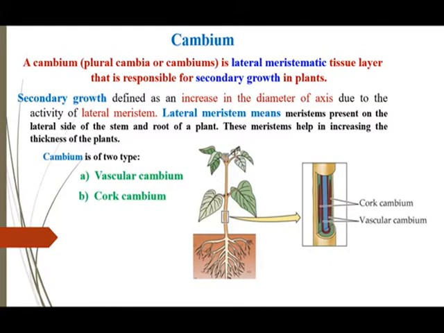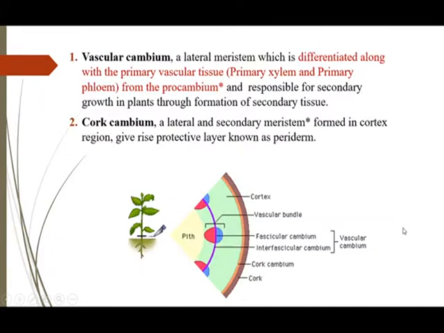Cambium is of two types: cork cambium and vascular cambium. A vascular cambium is a lateral meristem which is differentiated along with primary vascular tissue, primary xylem and primary phloem, from the procambium. It is responsible for secondary growth in plants through the formation of secondary tissue.